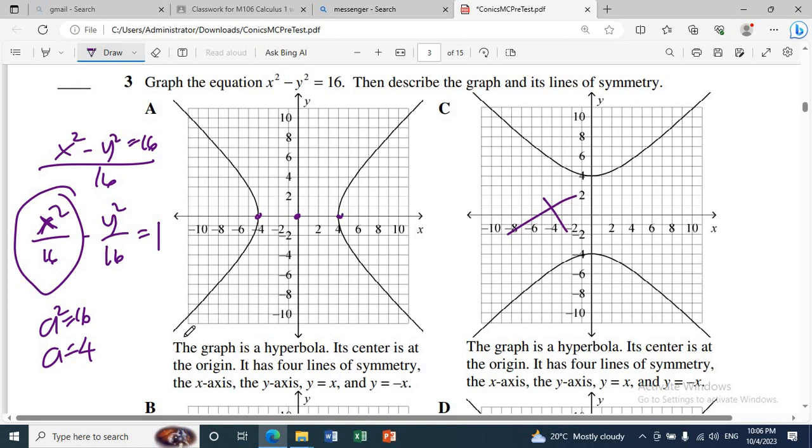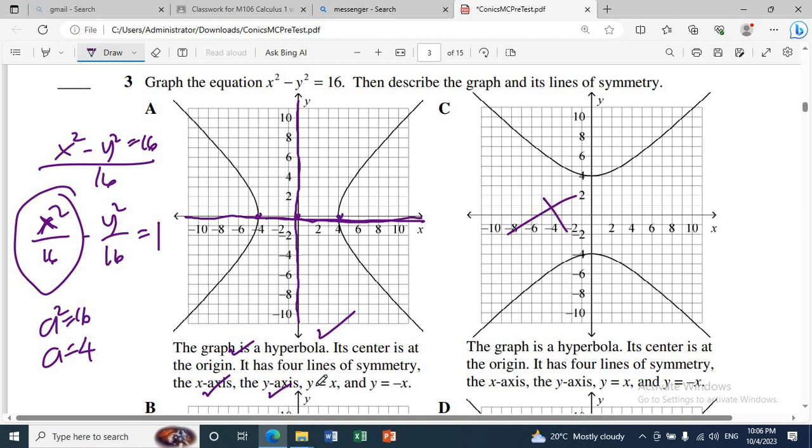Let's read the statement. The graph is hyperbola. Correct. Its center is at the origin. Correct. It has 4 lines of symmetry. The x-axis. So if I fold the graph at this line, these curves will fit together. They will coincide. So this is correct. Y-axis is a symmetry. So if I fold the graph at this line, all the points or the curves will coincide.